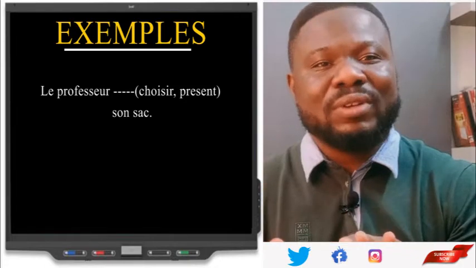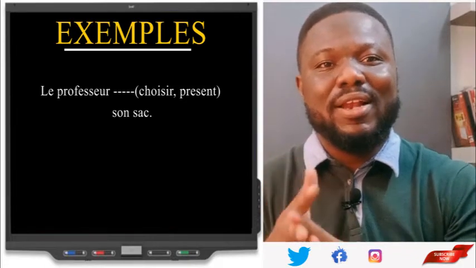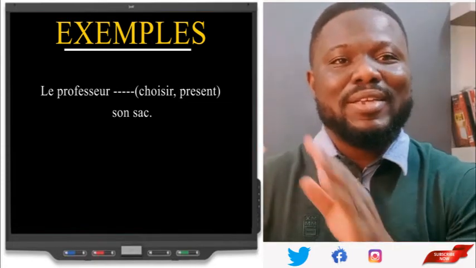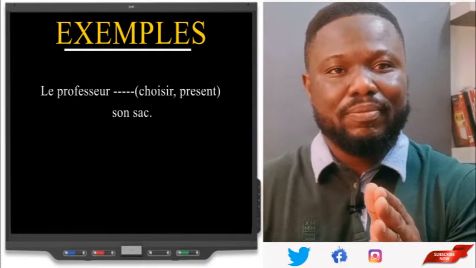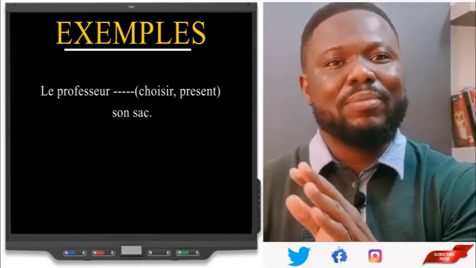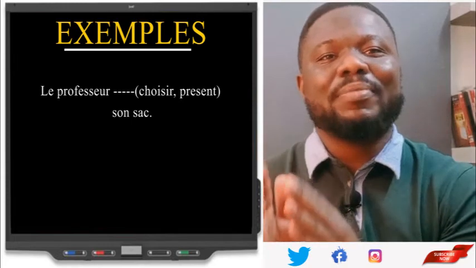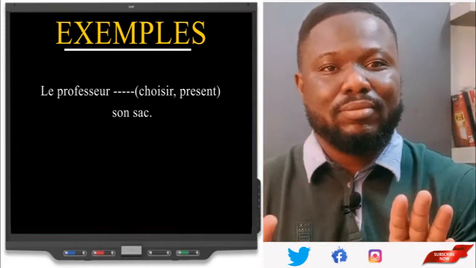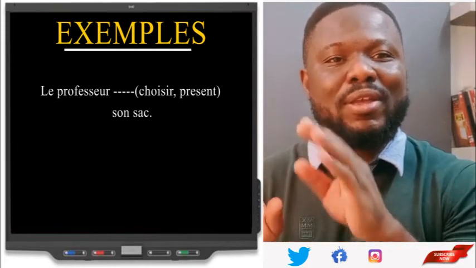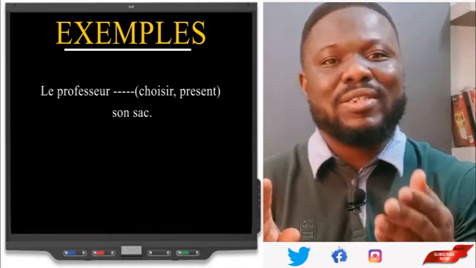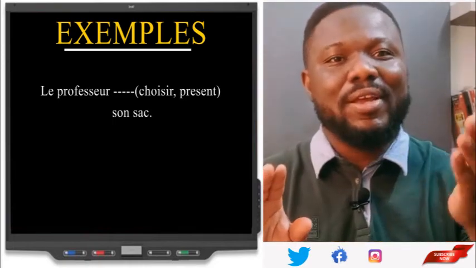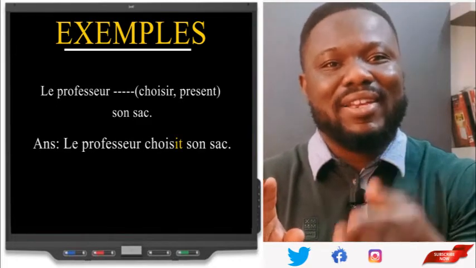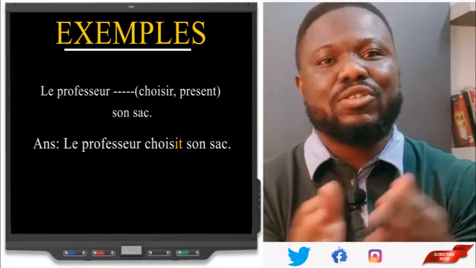So, simple way of doing that. If they do not give you je, tu, il, elle, nous, or vous, whenever they give you something which precedes the verb, just check, is it plural or singular form? If it is a singular form, don't trouble yourself, just use il au singulier. That's it, the conjugation of il or elle. So I will say, le professeur will be like il or elle. So choisir is IR verb. So what I do, I remove the IR. So I will have C-H-O-I-S-I-T. So le professeur choisit son sac.